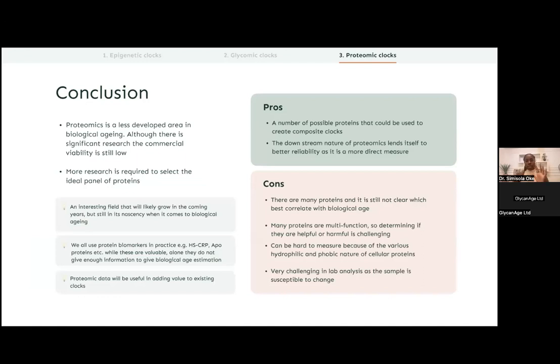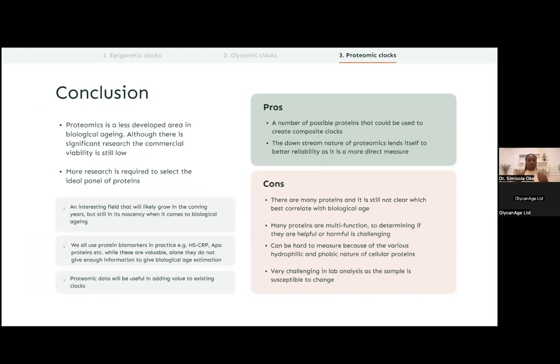So I'm not going to read too much through this. As mentioned, all of these slides and the recording of this webinar will be provided to everyone. But ultimately, with proteomic clocks, I would say it's a really interesting field. It probably is going to grow. But at the moment, there aren't any companies that have pulled the proteomic data together to create a clock.